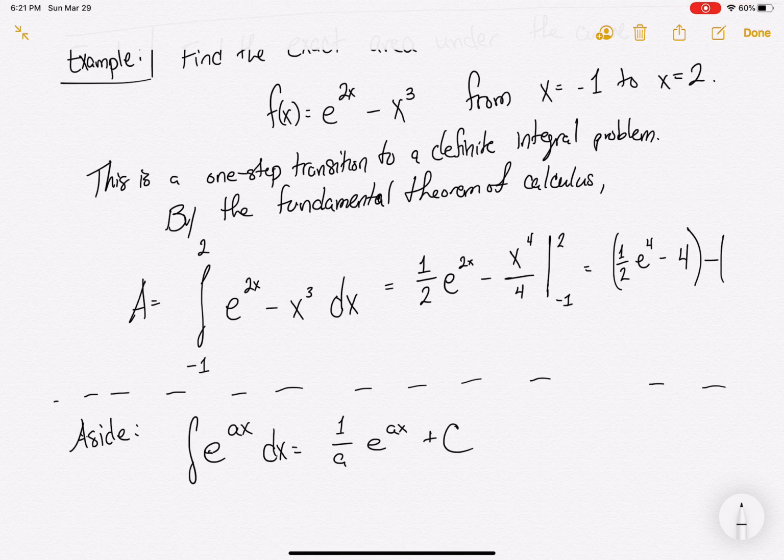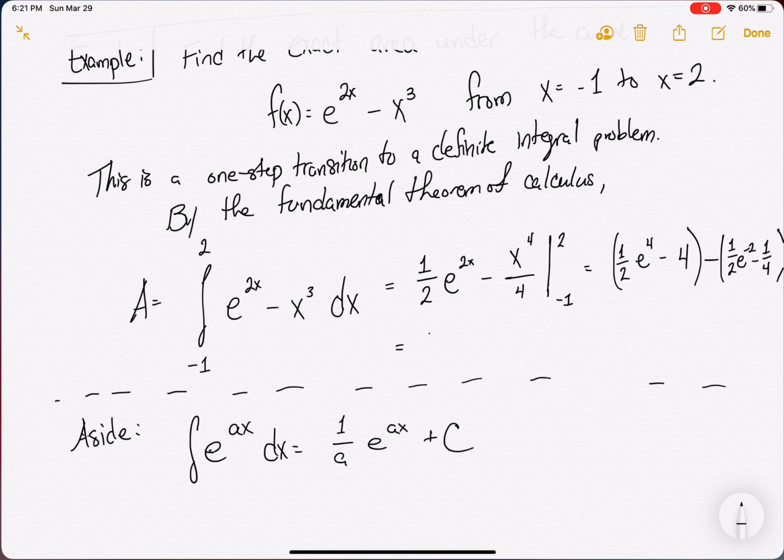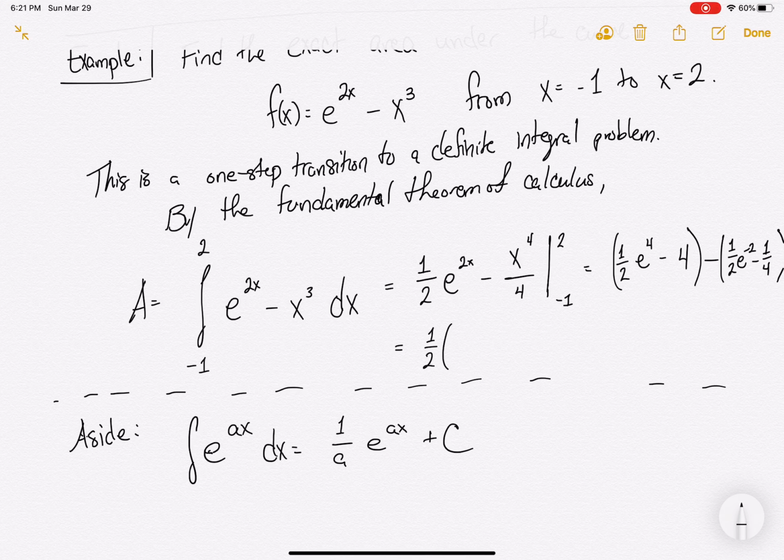Then, in parentheses again, this is 1/2 e to the -2 minus, if I plug -1 in there, it's 1/4. This doesn't really simplify great. You can simplify it if you want: this is 1/2 times e to the 4 minus e to the minus 2, and then we have negative 4 plus 1/4, which is negative 15/4. So sure, that's the answer.